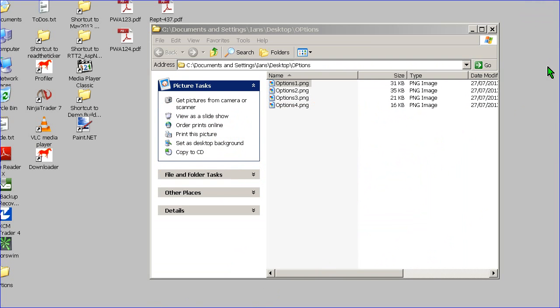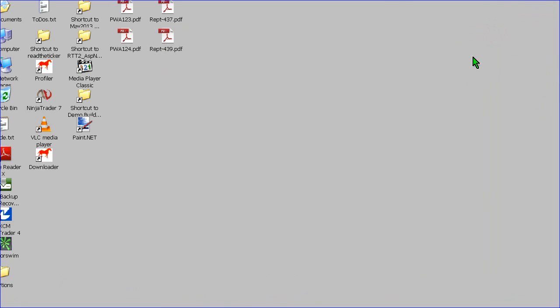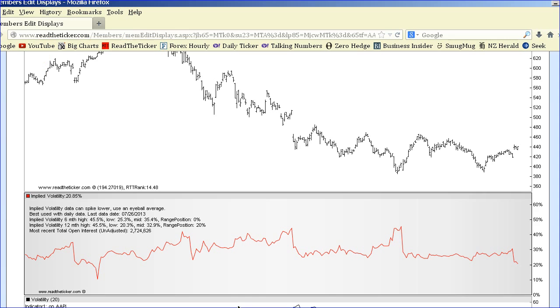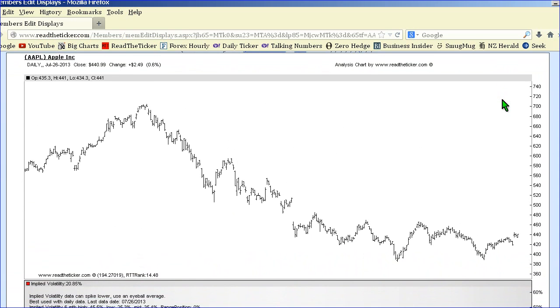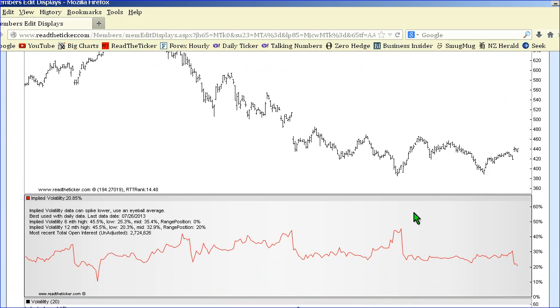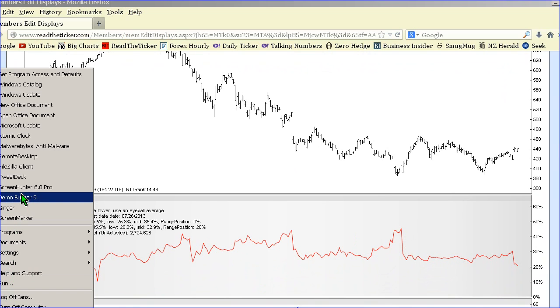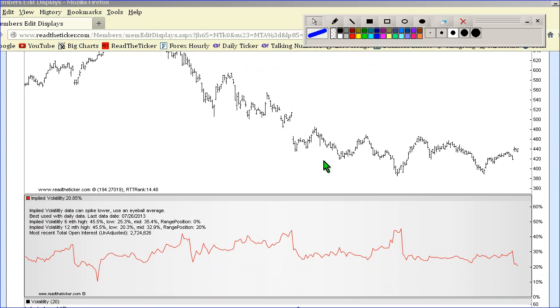Let's show you on the website. Okay, so here's Apple, and here's an implied volatility plot of the front month contract. Now, if I screen mark, that's what I'm after.